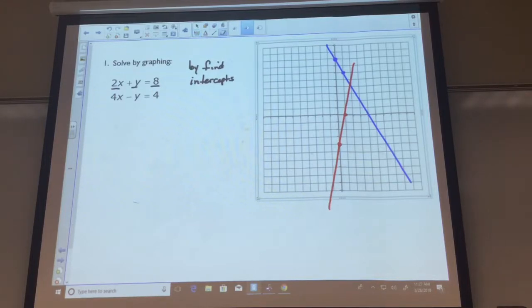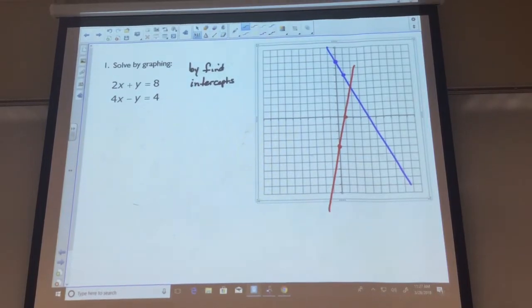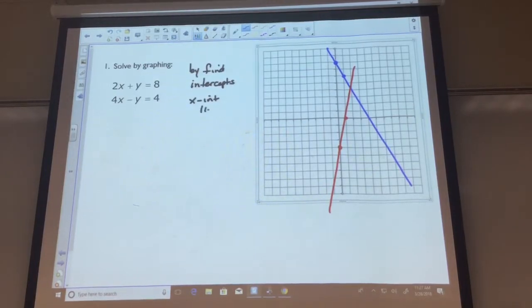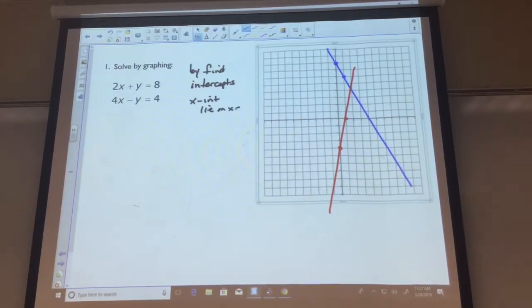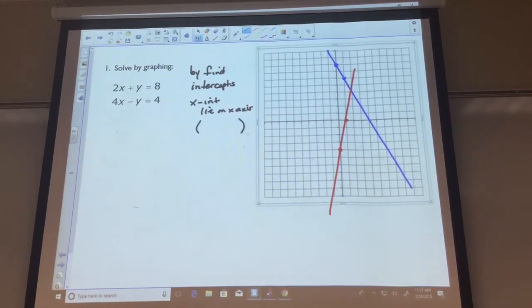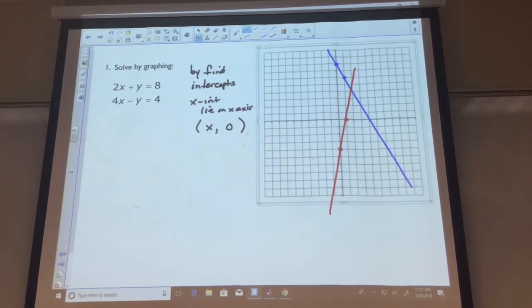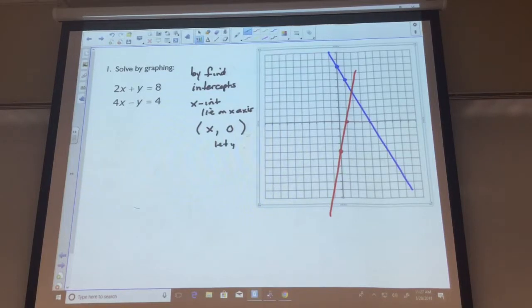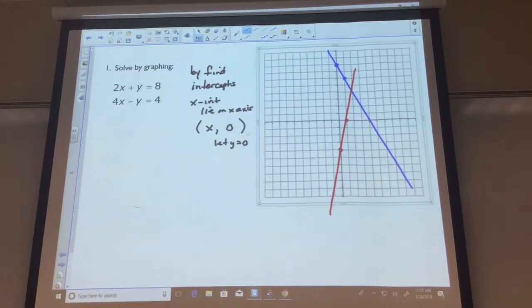Intercepts come in two flavors. We have x-intercepts. An x-intercept has to lie on the x-axis, and if it lies on the x-axis, then it has an x value, but its y value will always be 0. So we're going to find an x-intercept by letting the y value be equal to 0 in the equation and crunching the arithmetic of the problem.